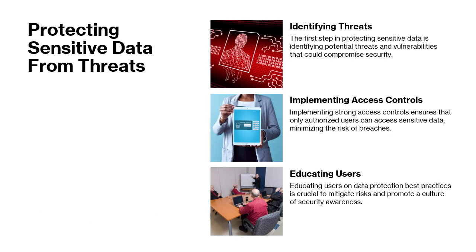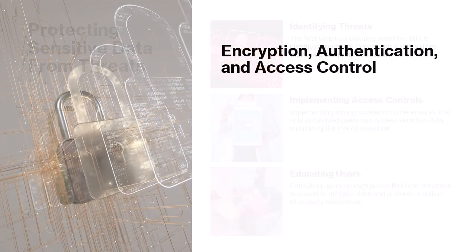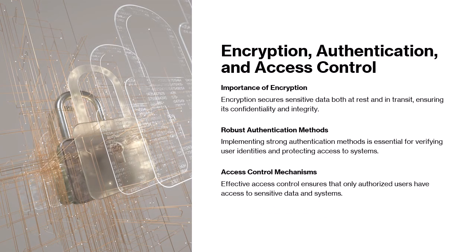Protecting sensitive data involves identifying potential threats and vulnerabilities, implementing measures such as access controls, and educating users on data protection best practices to mitigate risks. Encryption is critical for securing data at rest and in transit. Coupled with robust authentication methods and access controls, organizations can significantly enhance their data protection efforts.